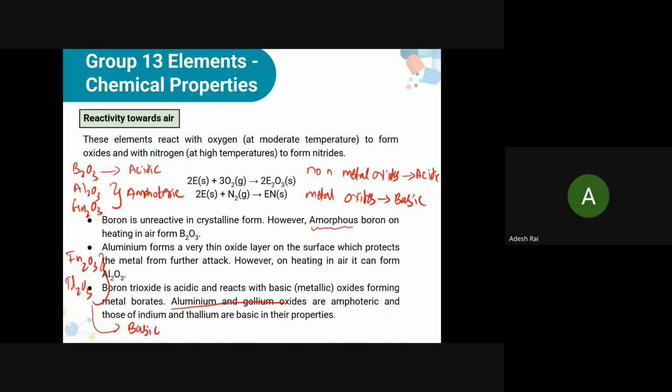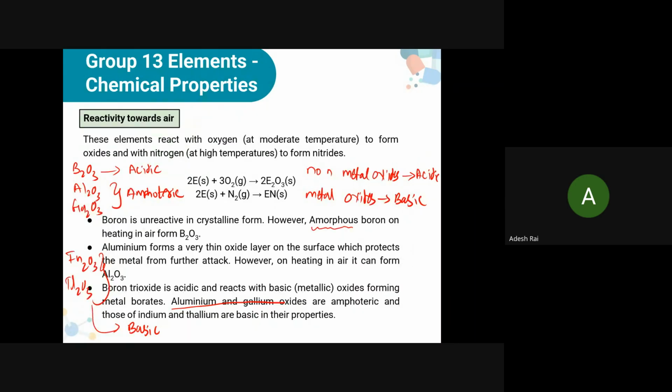Is that point clear? Sir, shouldn't it form Tl2O? Tl2O3, what? No, it exists in Tl2O3 form. Thallium oxide exists. Okay. Is that clear or not?